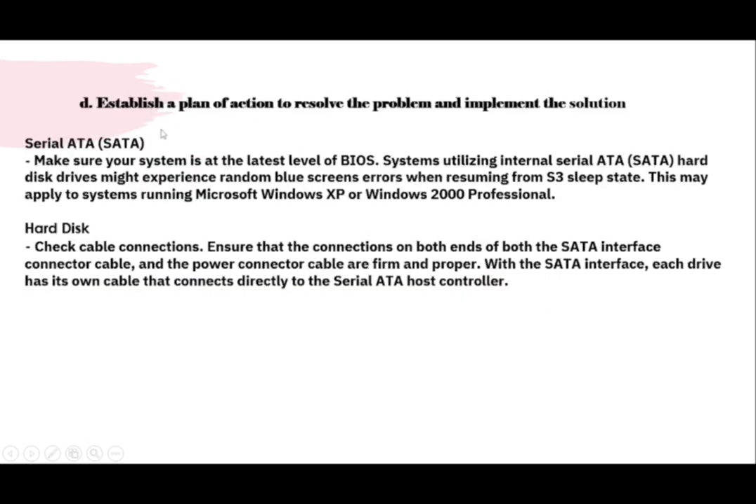For the next question, establish a plan of action to resolve the problem and implement the solution. Serial ATA (SATA): make sure your system is at the latest level of BIOS. Systems utilizing an internal SATA hard disk drive might experience random blue screen errors when resuming from the S3 sleep state. This may apply to systems running Microsoft Windows XP or Windows 2000 Professional.